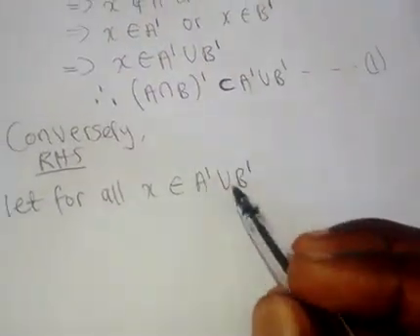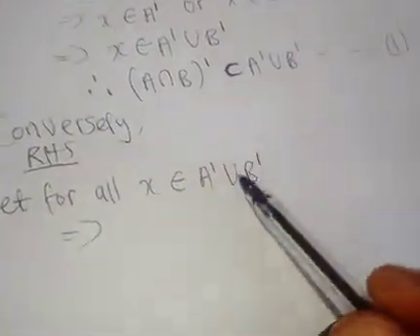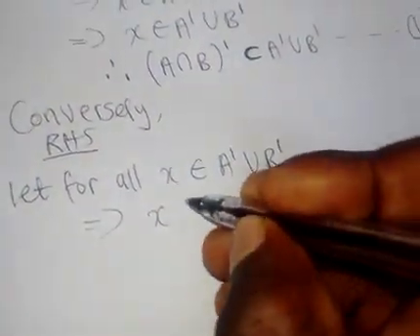Then we have to separate these. Then how do we separate them? So this will imply that since we have union, we use or. So x is a member of what?